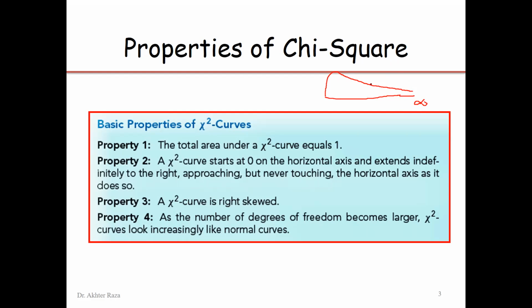Chi-square is a right skewed curve, and chi-square becomes approximately normal if the size of the sample is increased. Suppose we have a large sample, then the distribution of chi-square will be approximately the normal distribution. So these are a few characteristics of the chi-square distribution.